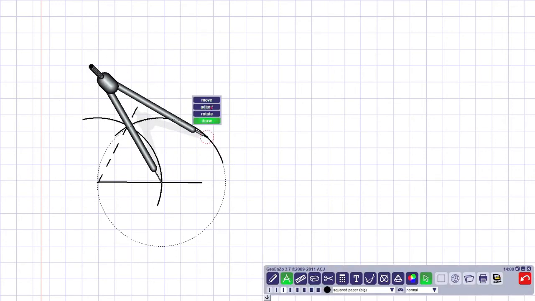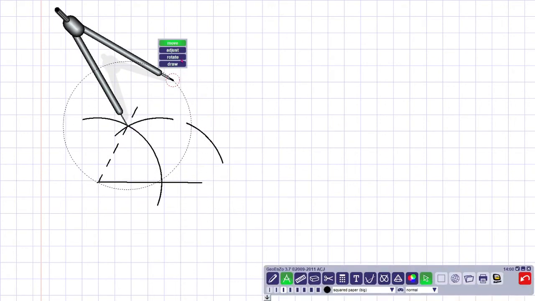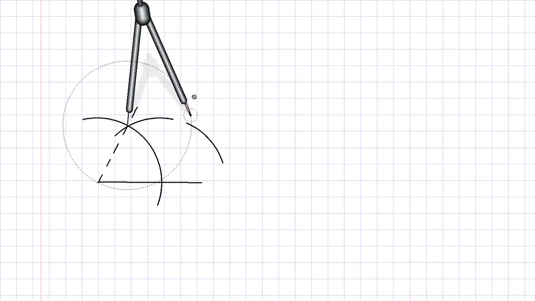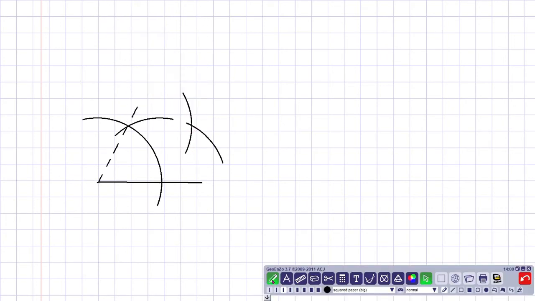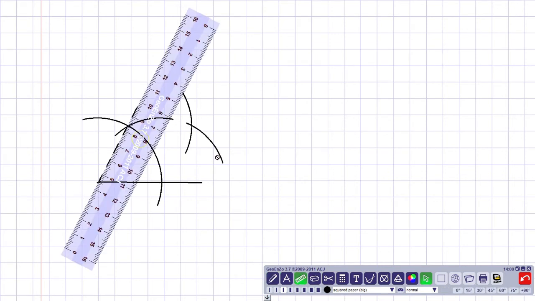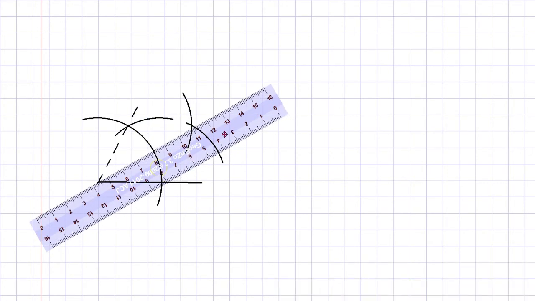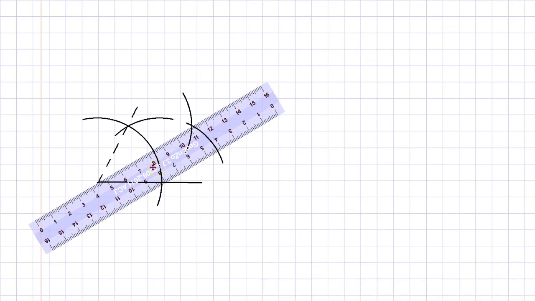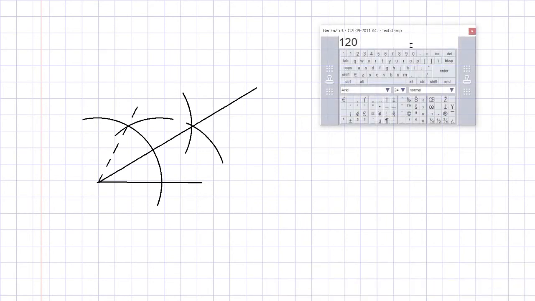Draw an arc this way. Place the compass here, here. Cross the previous arc. Now you have to join this crossing point and this point. Take the ruler. Join those 2 points. Now this angle is half of 60. That means 30 degrees.